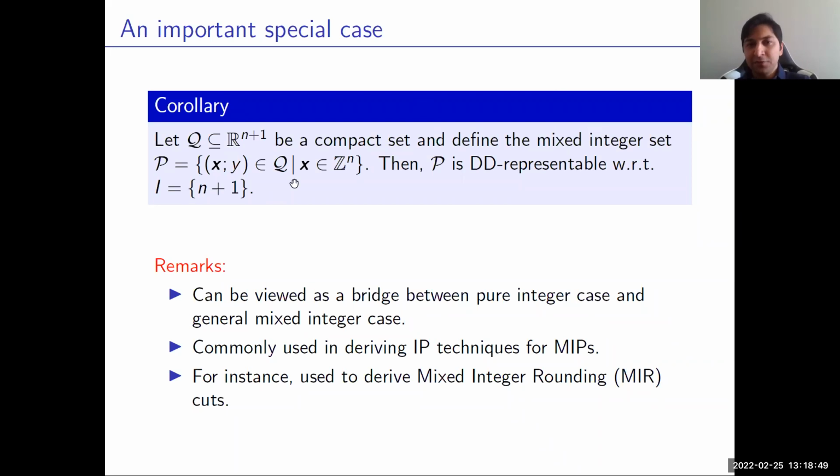So in this case, the feasible region is represented as the finite union of hyperrectangles. Therefore, we can readily obtain a rectangular decomposition. So why is this special case important? Because this case can be viewed as a bridge between the pure integer case and the mixed integer case. This view has been commonly used in the IP literature to extend IP techniques to MIPs. For example, the derivation of MIR cuts uses this perspective.